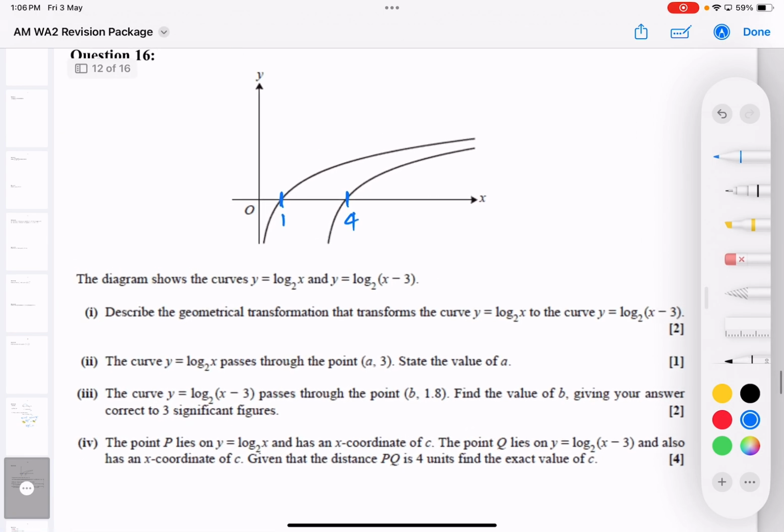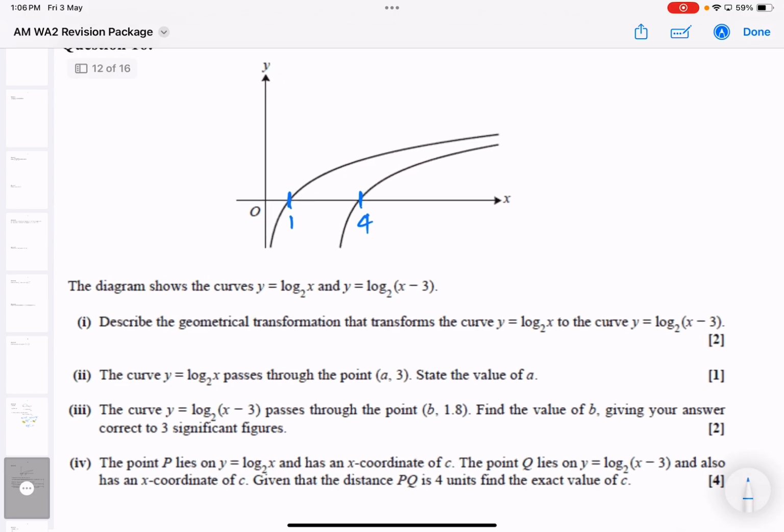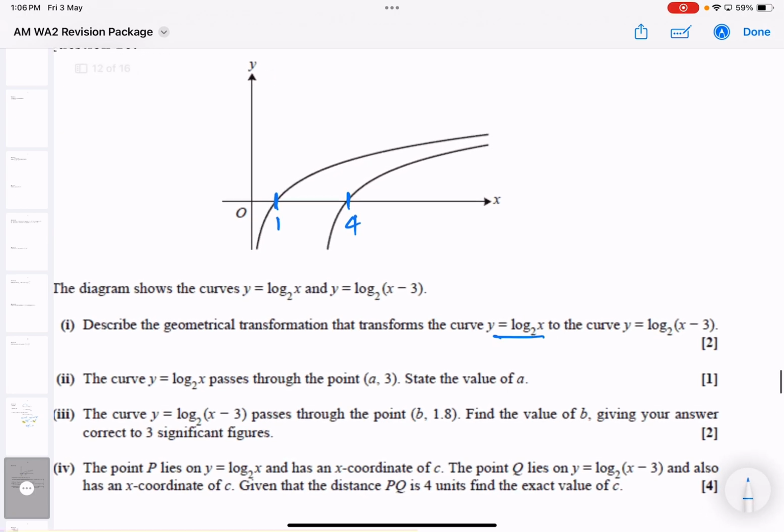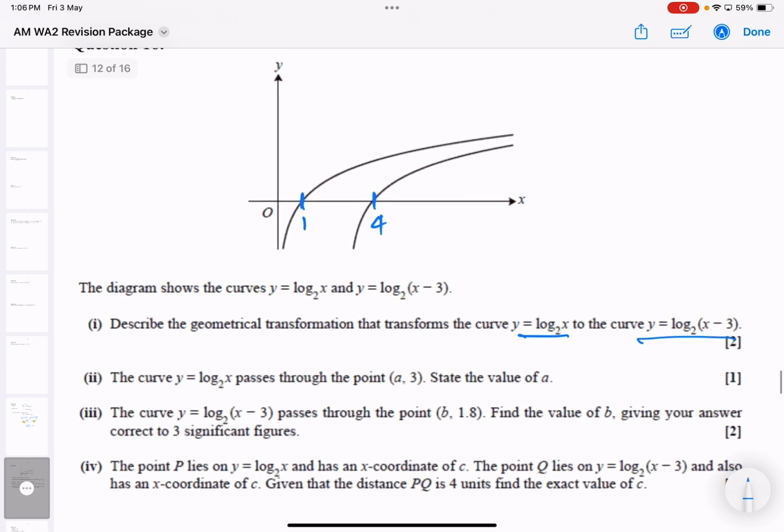Now, part 1: describe the geometrical transformation that transforms this curve to this curve. Just describe that it's shifted to the right by 3 units. I don't know why it's 2 marks, actually it's meant to be just 1 mark. Just say that it's shifted to the right by 3 units. To save time, let's look at number 2.